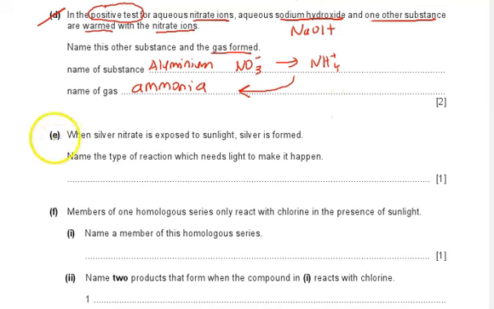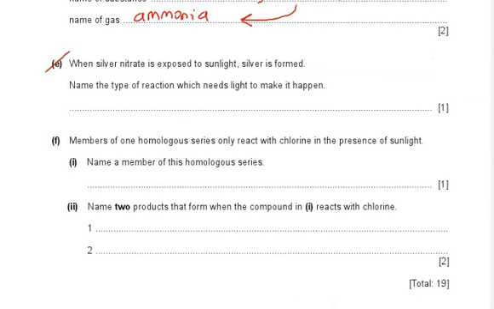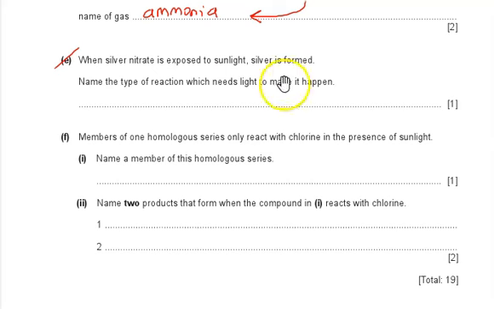Okay, so we go to the next one, E. When silver nitrate is exposed to sunlight, silver is formed. This one is a photochemical. Name the type of reaction. Yes, this is a photochemical reaction.